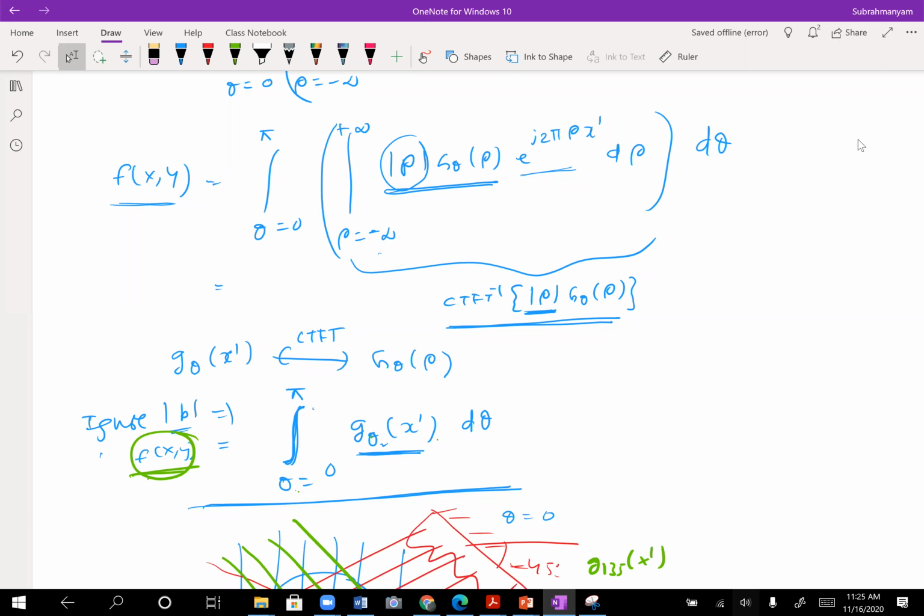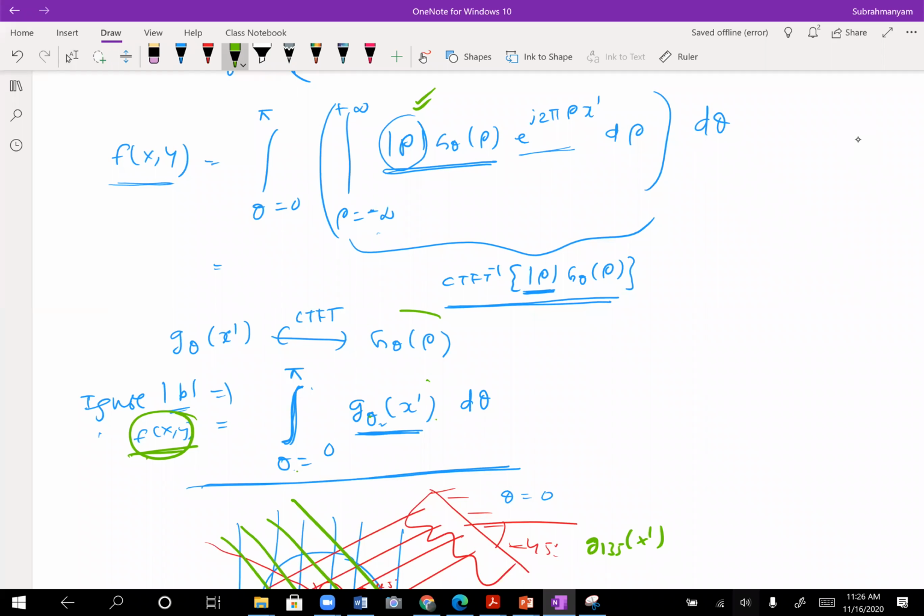For a moment, you ignore this part and now come back and take the original one. What is it equivalent to, multiplying it with magnitude of rho? You have a function g theta of rho, and this I am multiplying with rho. What is it equivalent to? What is this operation equal to? Which kind of filter is this? Low pass. Are you sure?